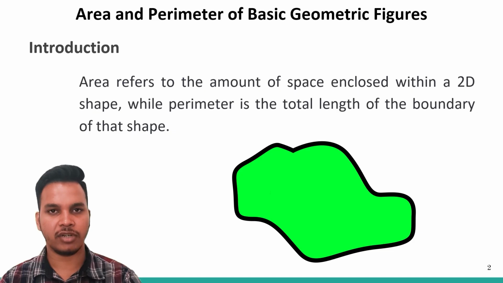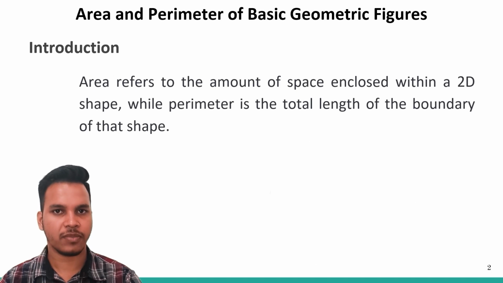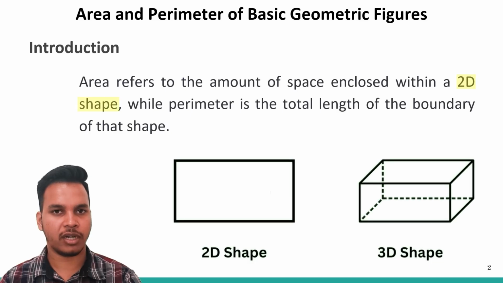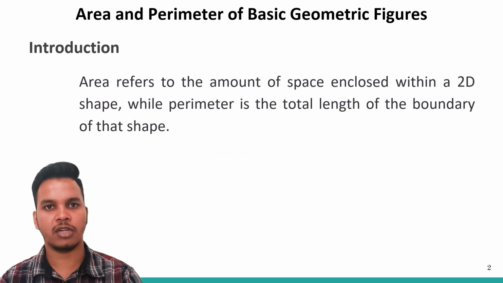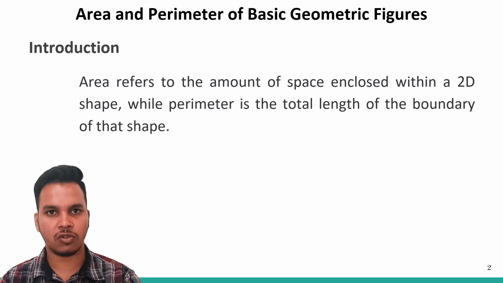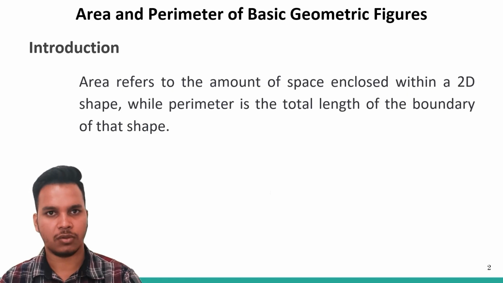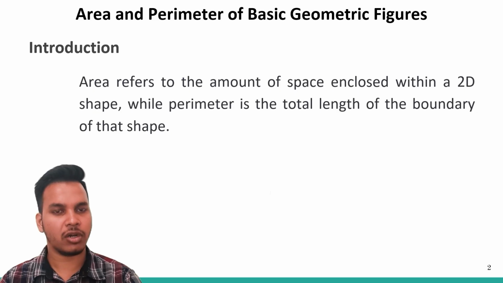The first thing we need to note down here is that the shape must be a 2D shape, so it can't be a 3D shape. What we are talking about is a 2D shape. In a 2D shape, we want the space to be enclosed, so there can't be any open gap in the whole structure. So the amount of space enclosed within a 2D shape is called area.